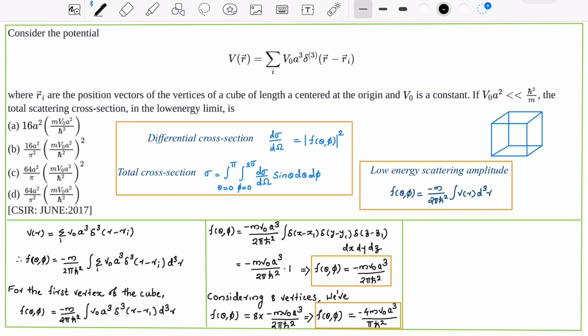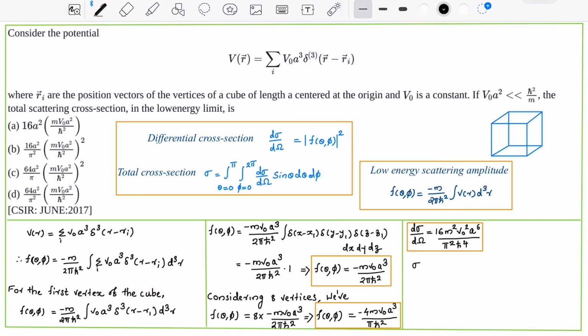Now let us find out the differential scattering cross section. It is nothing but the modulus of the scattering amplitude squared. Here it is 16 m square V0 square a raised to 6 by pi square h bar raised to 4. This is the differential scattering cross section.